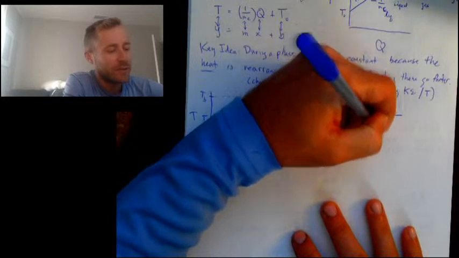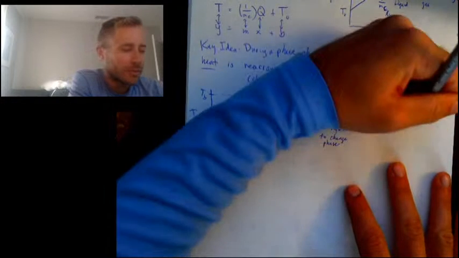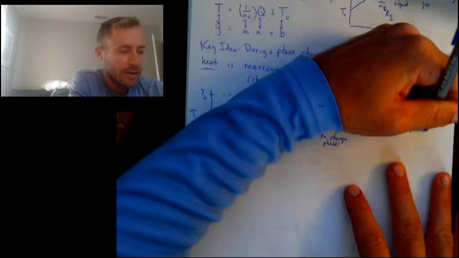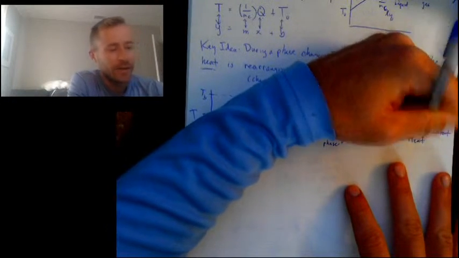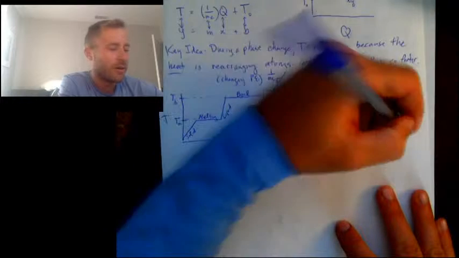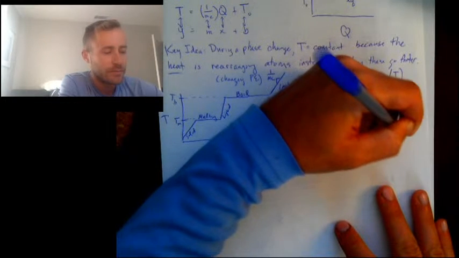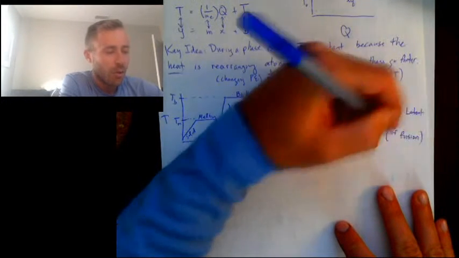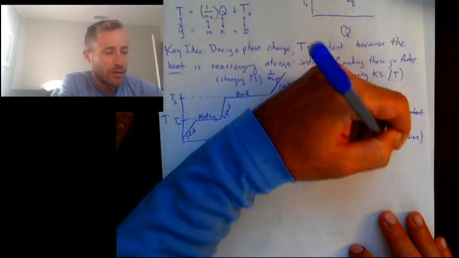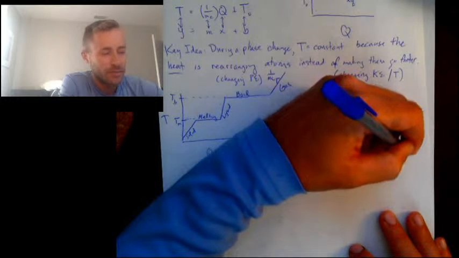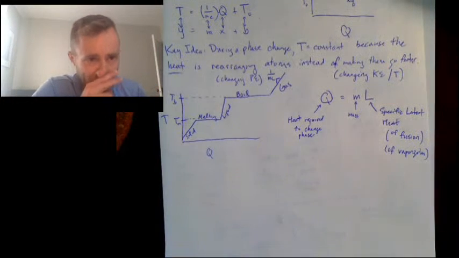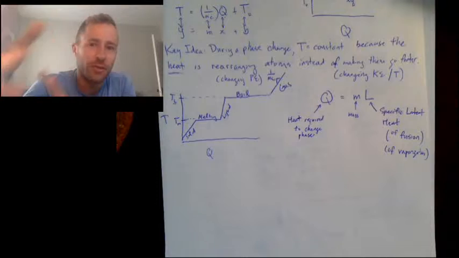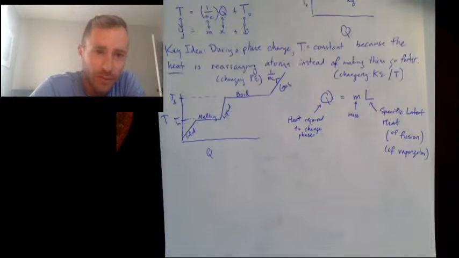M is the mass of the sample. And then L is called the specific latent heat. And it can be of fusion or of vaporization. Okay, so it takes a different amount of heat to melt a material versus to vaporize a material.